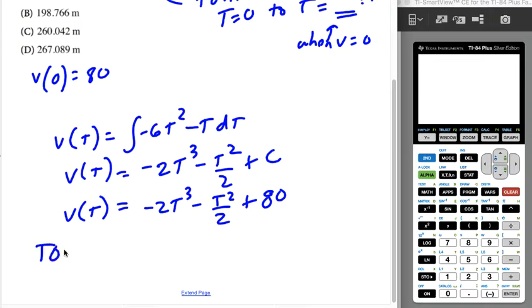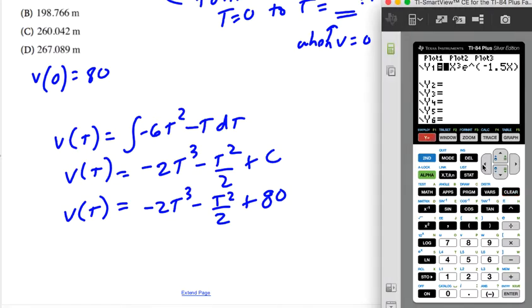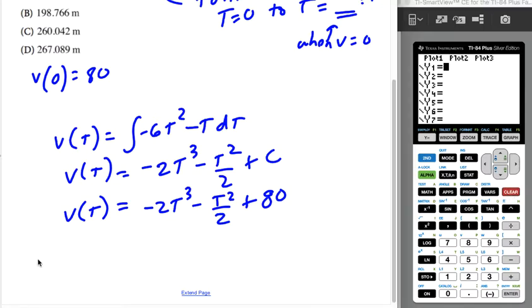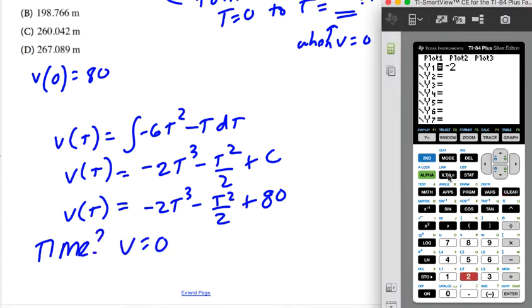Well, for total distance, we then want to know when velocity is 0. So there's a couple things going on here. The first thing I'm going to do is put in my velocity. In order to find the time, I need when v is 0. The easiest way to do that is to put this into my calculator, because there's really no reason why I would want to bother to calculate this by hand. So minus 0.5 t squared plus 80. All right, so I'm going to go ahead and hit graph.